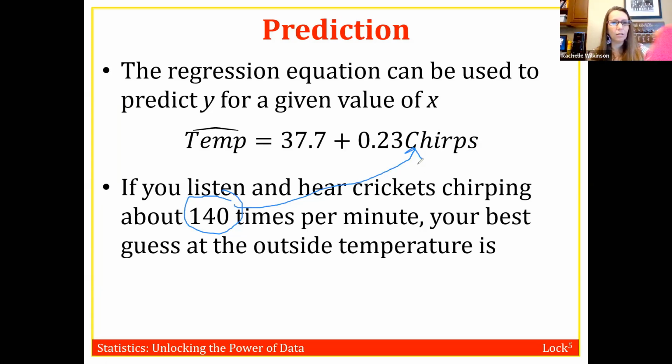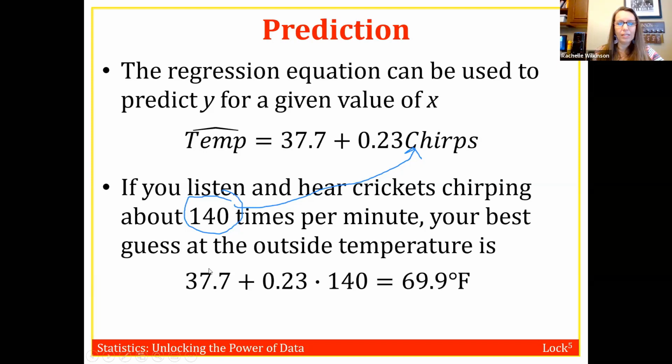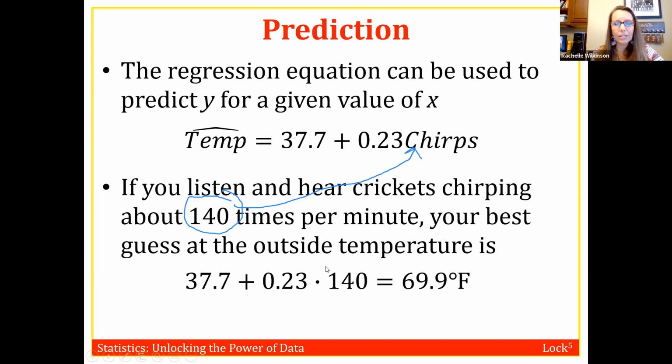So if you have your calculator, go ahead and do that with me. We're just going to take 37.7 plus 0.23 times 140. So I'm just plugging that 140 in for X. Okay, perfect. Everybody's getting the same thing, and it's 69.9. So it's going to be about 70 degrees outside if we hear the crickets chirping about 140 times per minute. Notice the order of operations here. You're going to do this multiplication before you do the addition.